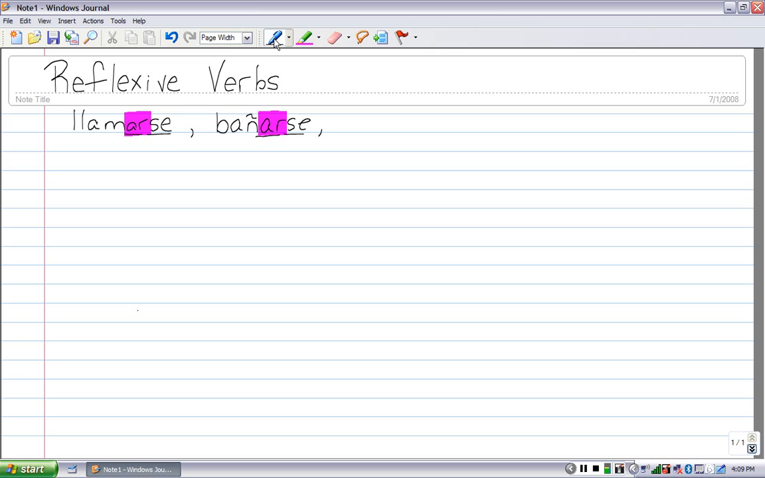When you conjugate a reflexive verb, or any verb that ends in the SE on the end, you have to put reflexive pronouns in front of the verb. For example, if you're going to conjugate the verb llamarse, and you've seen this verb conjugated before reflexively, you just didn't know that it was a reflexive verb. If you put it in the yo form, your phrase is going to say yo me llamo. And that says my name is. It literally says I call myself.